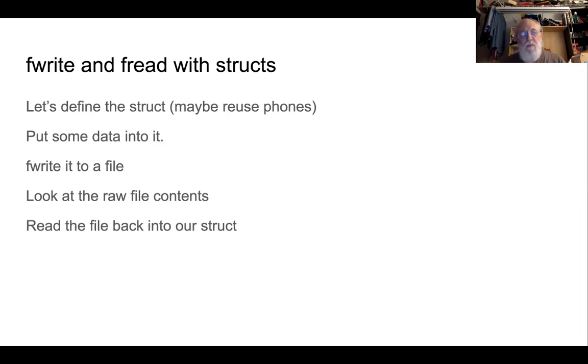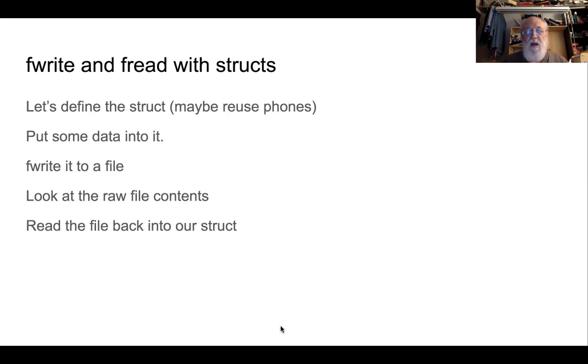So we're basically persisting the data about the phones on disk. We'll take a little side trip and look at the raw file contents, because you need to see what actually got written out to understand what fread is doing. Sometimes folks are confused because they write the file out with fwrite, they open it up with a text editor, and it looks really wrong or really weird. And it isn't. So I'll explain why that is. And then we'll read the file back into our struct using fread. So that's what we're going to do here.